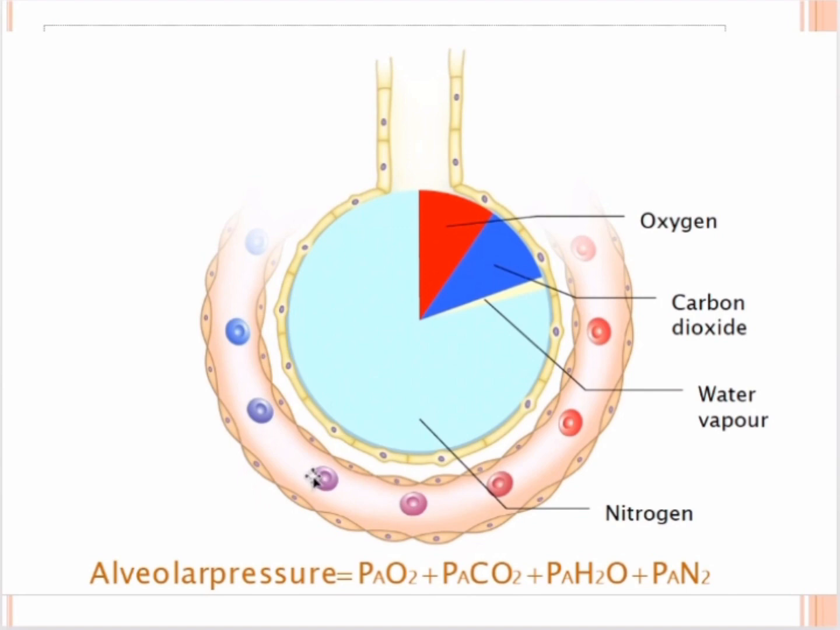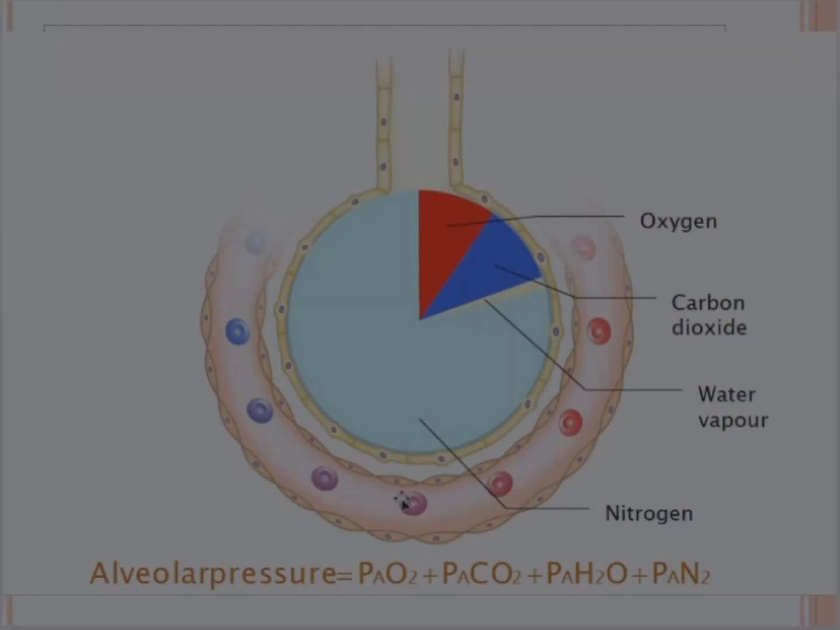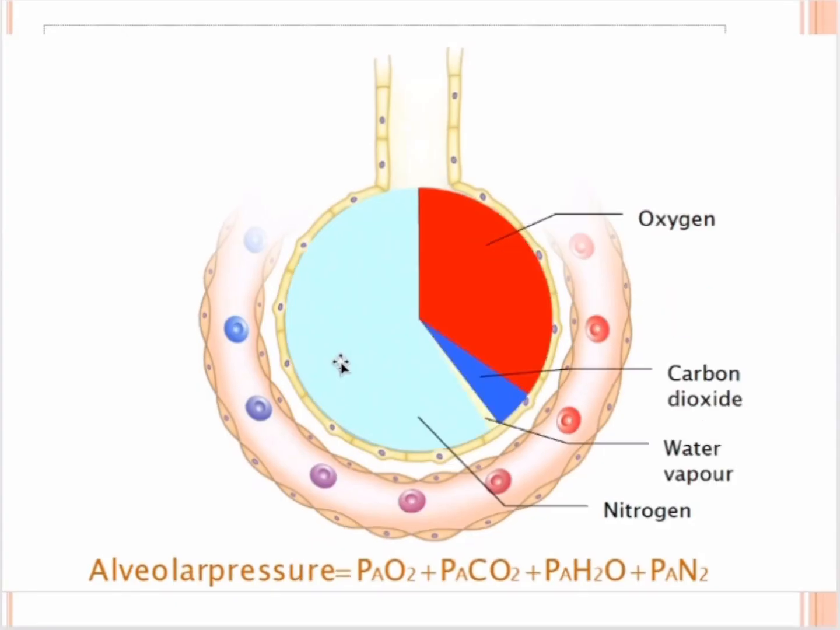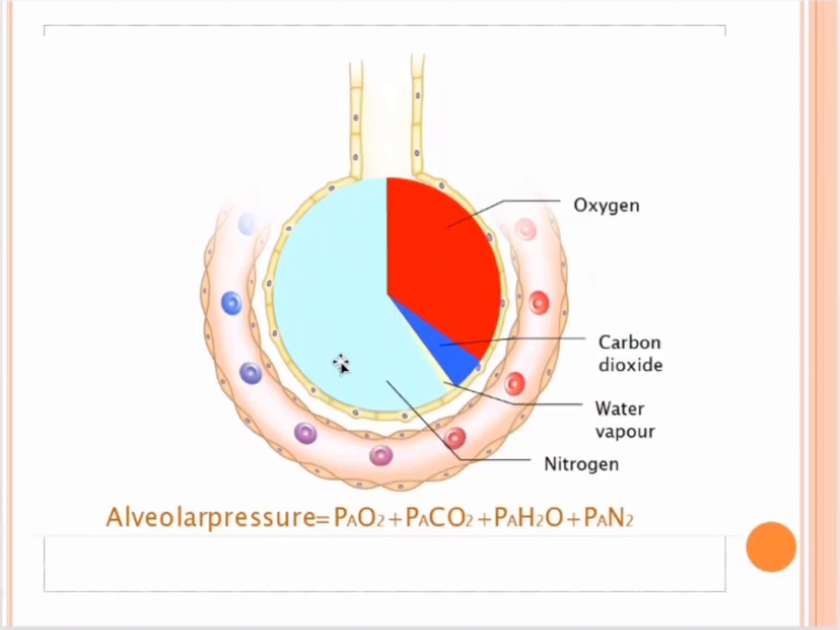And you know, this is a model where this is the alveolus, this is deoxygenated blood from the capillaries, and it gets oxygenated, and the blood leaving this alveolus is fully oxygenated if it is a normal alveolus or normal lung.